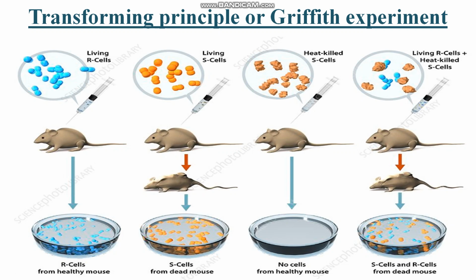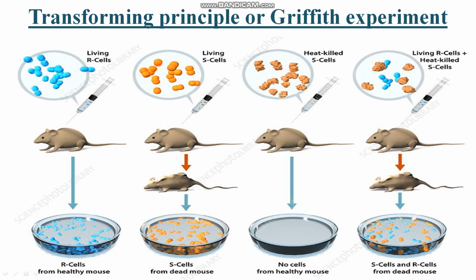So what was done in this fourth case? Obviously, living R cells can easily be killed by the immune system of the mouse, and these heat-killed S cells cannot be attacked by the immune system of the mouse, but can be present in the body. So what happened here?